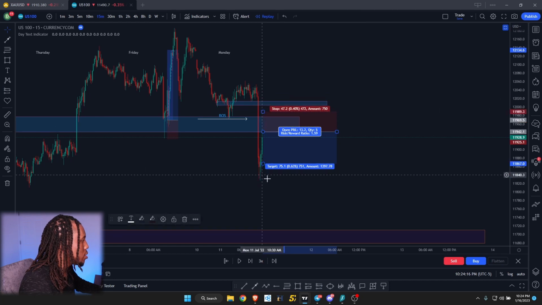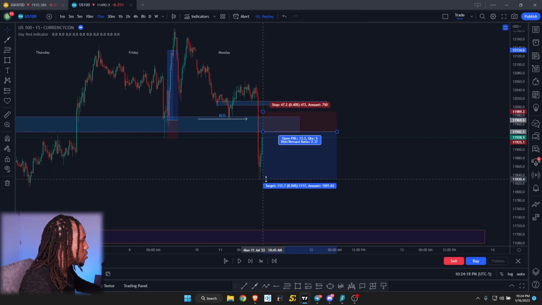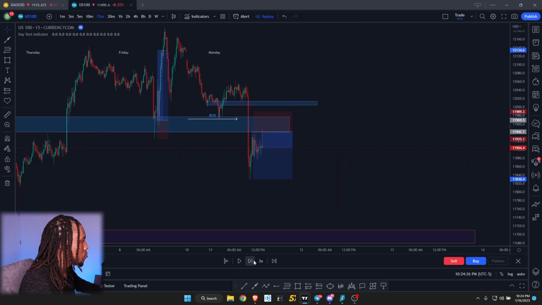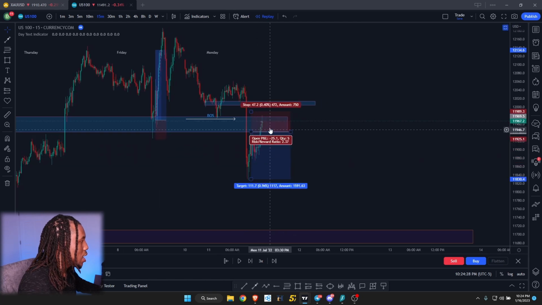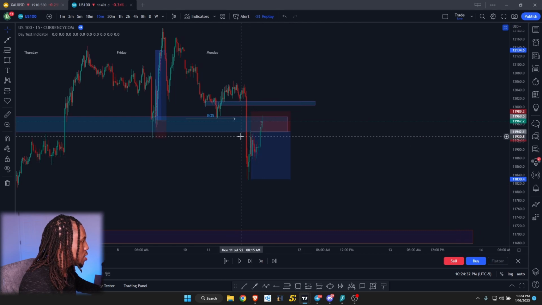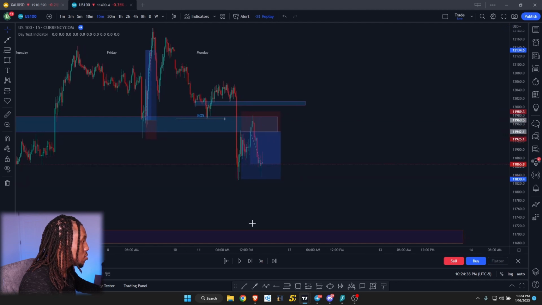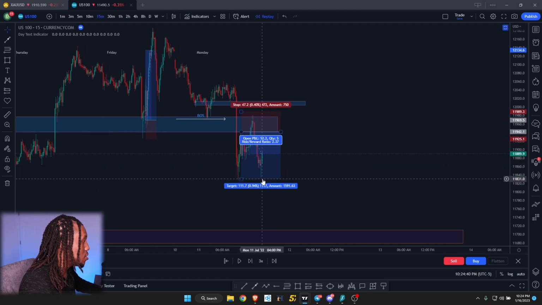Stops just right here, and we're going to target the lows that price just went to there. And let's see here. So prices actually, it looks like it's giving signs of a reversal. So we do have another break of structure right here. All right, let's see. Actually, no. So this is a TP hit right down here.